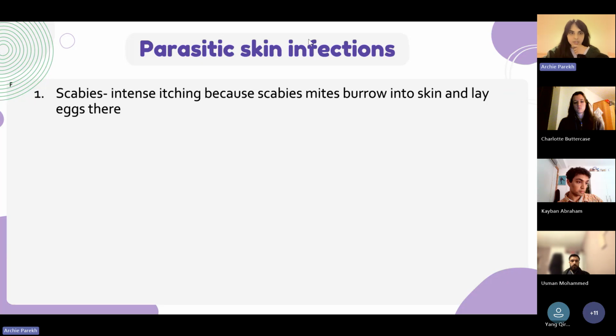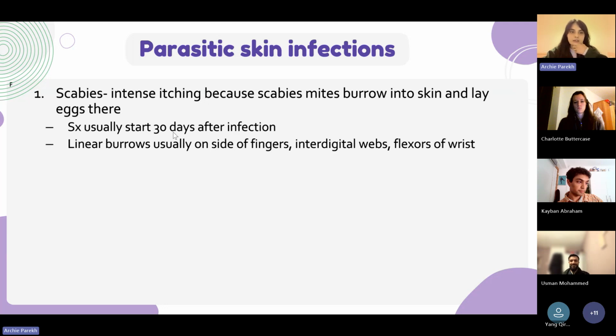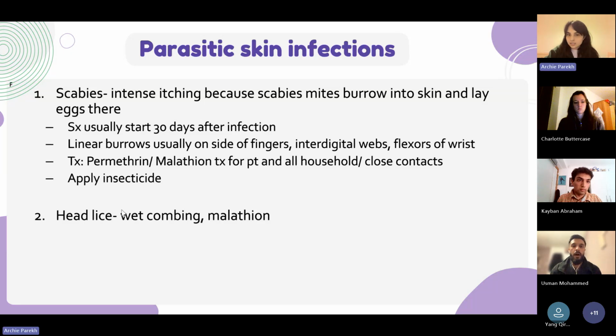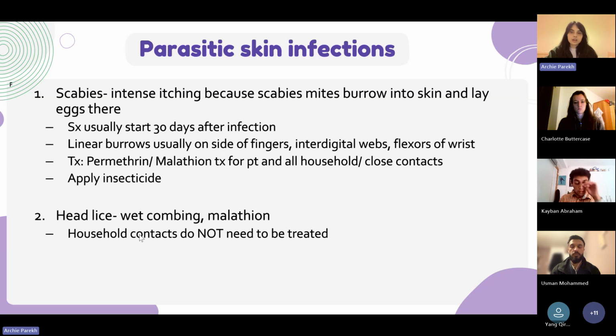Some important parasitic skin infections: scabies, which is a very, very disgusting condition because it's very itchy. It does have a very long incubation period. And in an SPA context, they might mention things like linear burrows, usually on the side of your fingers, and you'd give them antiparasitic medications like malathion or permethrin for the patient and for all household contacts as well. Head lice, another very itchy condition. First line would be wet combing and malathion. Household contacts for head lice do not need to be treated unless they have symptoms.